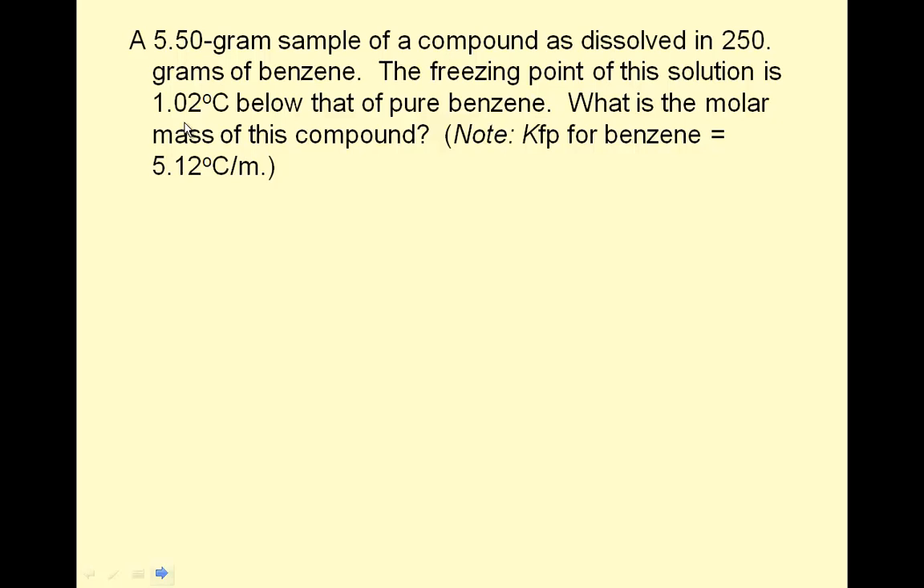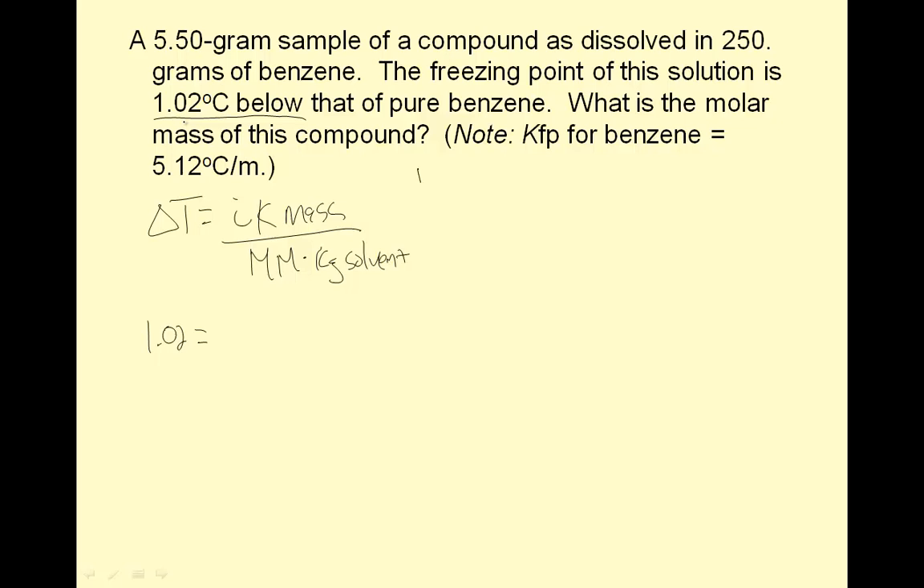A 5.50 gram sample of a compound is dissolved in 250 grams of benzene. The freezing point of the solution is 1.02 degrees below that of pure benzene. What is the molar mass of this compound? Delta T equals I times K times mass over molar mass over kilograms of solvent. The freezing point of the solution is 1.02 degrees below that of pure benzene. That means my change in freezing point is 1.02.